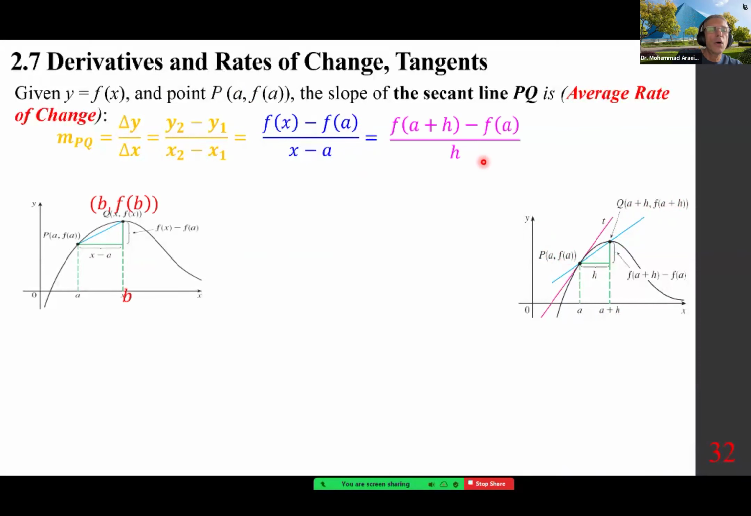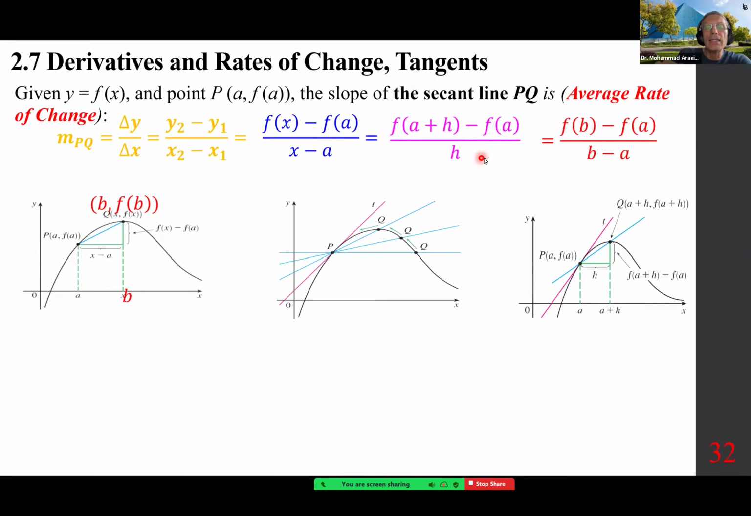If we call this point b, and therefore this point has coordinates b, f of b, the formula becomes f of b minus f of a over b minus a. My point being, all of this refers to the same thing, the slope of the blue line, which is known as a secant line, rise over run. These two pieces, especially this one, are known as the DQ, the difference quotient.